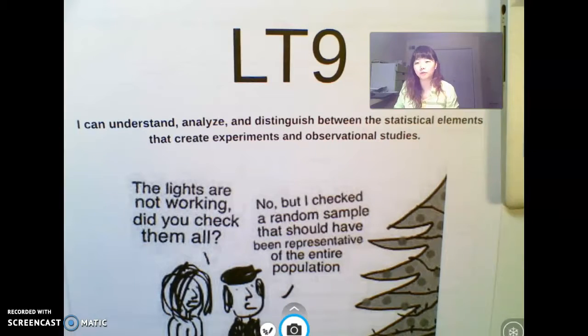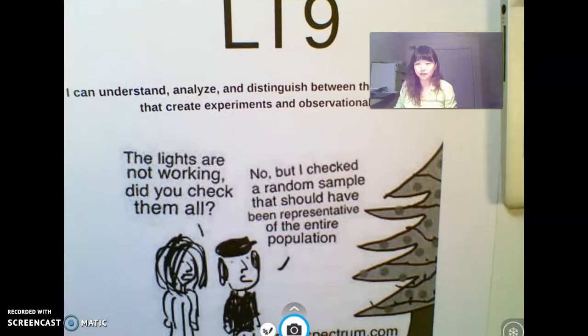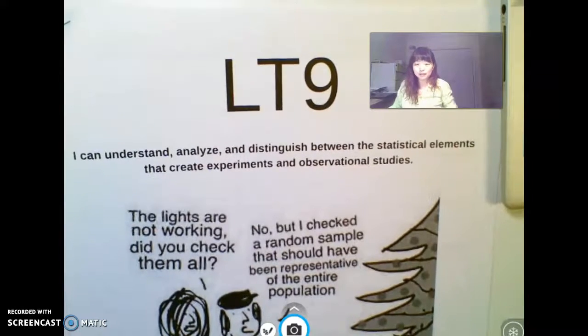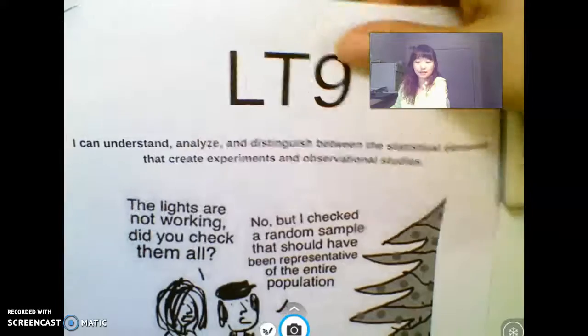So our goal is to understand, analyze, and distinguish between the statistical elements that create experiments and the observational studies. So look at this little cartoon. The lights are not working. Did you check them all? And the guy says, no, but I checked a random sample that should have been representative of the entire population. Well, I think you'll understand what this comic means right after just this lesson.